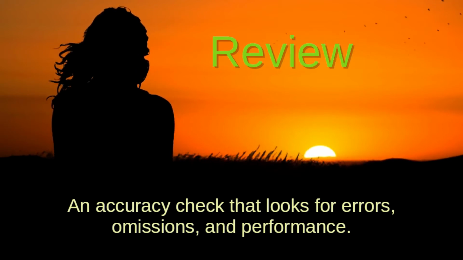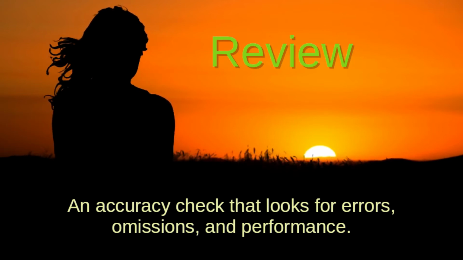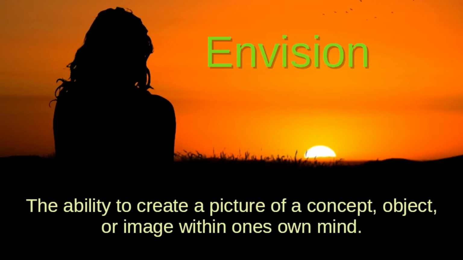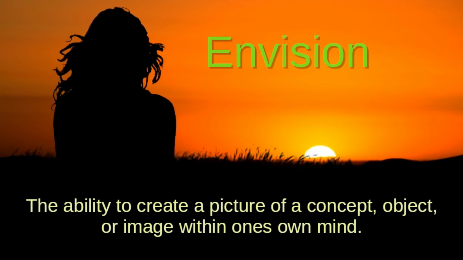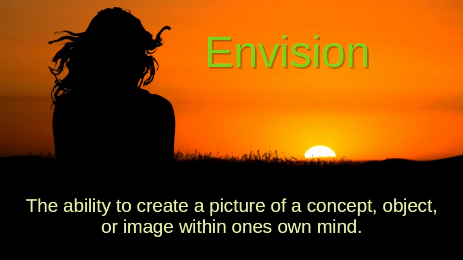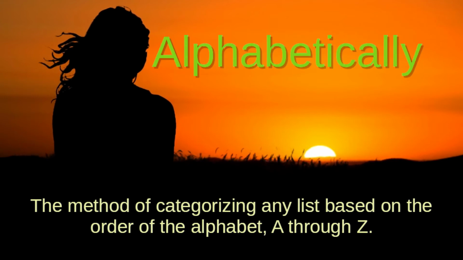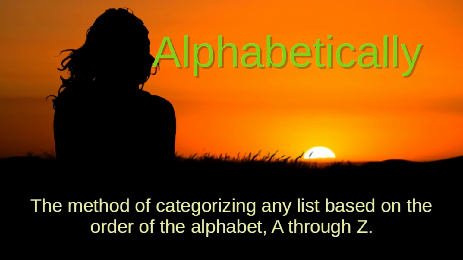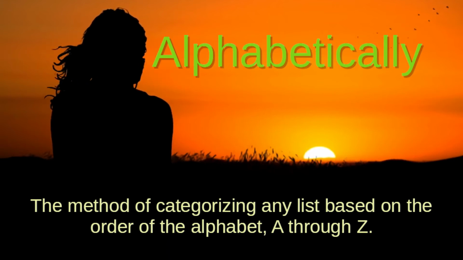Review, an accuracy check that looks for errors, omissions, and performance. Envision, the ability to create a picture of a concept, object, or image within one's own mind. Alphabetically, the method of categorizing any list based on the order of the alphabet, A through Z.